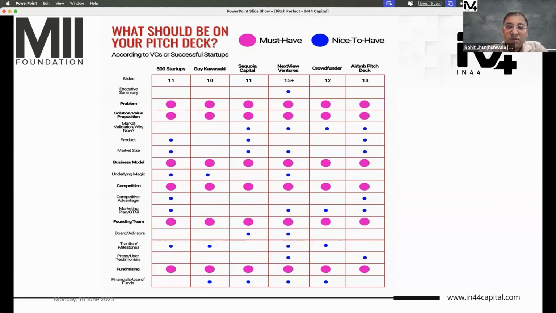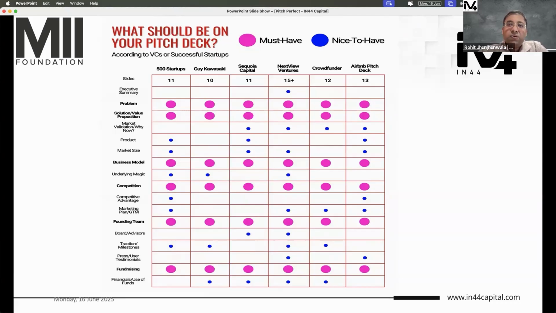For example, these are the top investors. You have Sequoia Capital, which got broken up into three different companies, three different funders now. Next View Ventures, these are all USA-level things. In India, you don't have anything built like this diagram, so I'm using a USA one, but the idea is the same. The large pink ones are must-haves, which means these are the questions every investor will ask you. But then, depending upon individual investors, they might have something more.